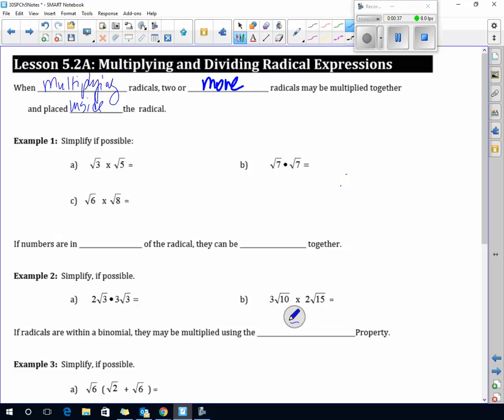Now, you wouldn't actually do that. You would see a root times itself. It's like squaring a square root. What does it do? It undoes it, so you'd get directly 7.